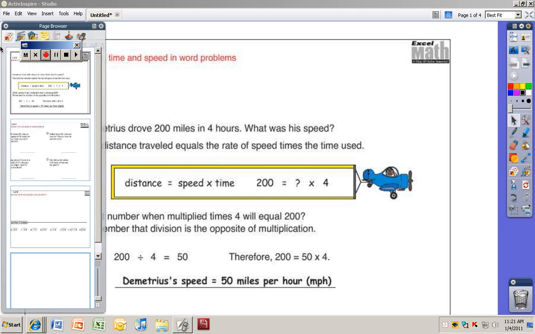All right, here we go with 5th grade. Whoa! Going all over the place. 5th grade Excel.